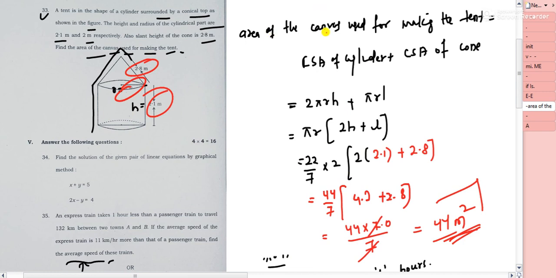So with this I have completed the complete question paper. I have provided the solution of all the questions including the OR type.